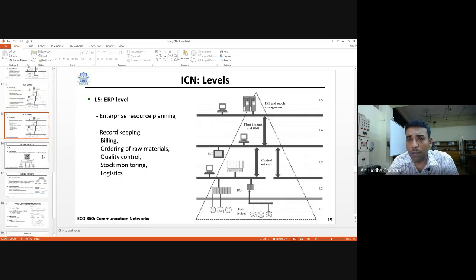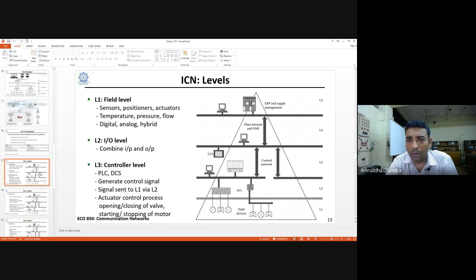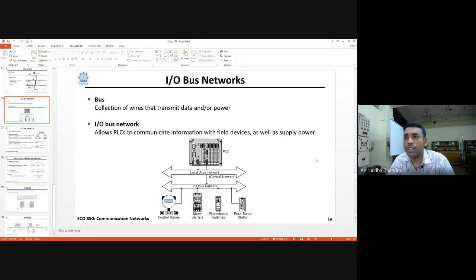Next, we are going to talk about the IO networks. I'm going to talk about these low layers. Like I was showing you this L2 level, that is the IO level. So I will talk more about this IO level, and then I will talk a little bit about this L1 level as well. So here we are going to talk about how this IO level works.